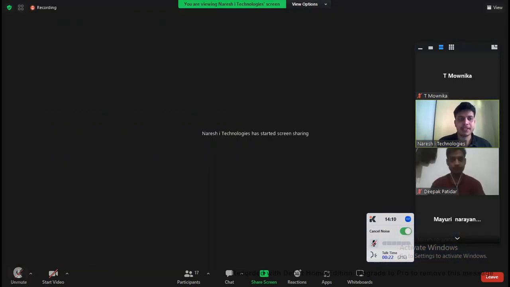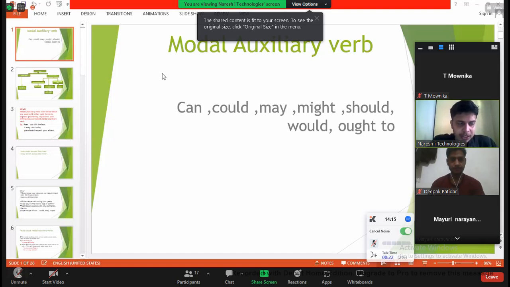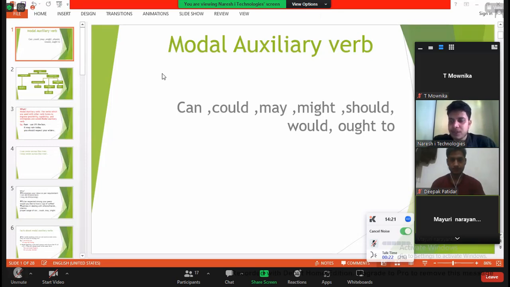Yeah, so today we are heading towards this, and according to our schedule, today is it storytelling or jam? Storytelling, sir. After this, we'll proceed with that. So today we are going to start a new topic, that is modal auxiliary verb. So what do you understand by modal auxiliary verb?